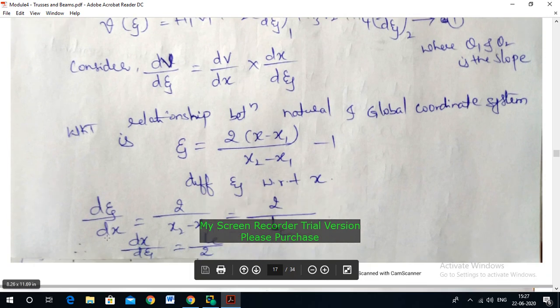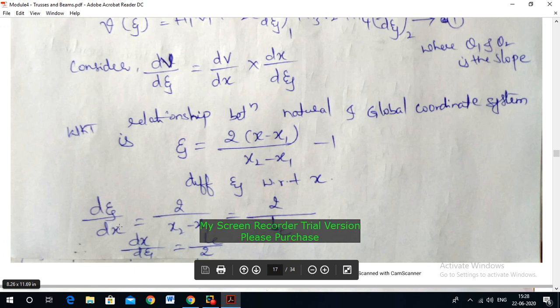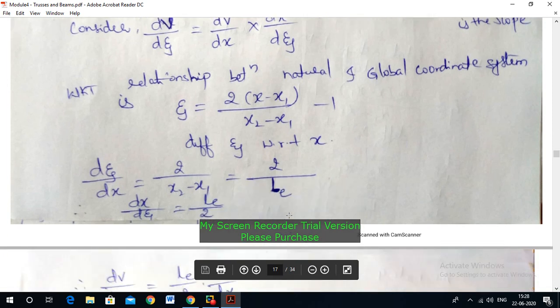Differentiating this equation, d zeta by dx is equal to 2 divided by (x2 minus x1), which is equal to 2 by LE. LE is the length of the beam element, that is x2 minus x1. Therefore dx by d zeta is equal to LE by 2.